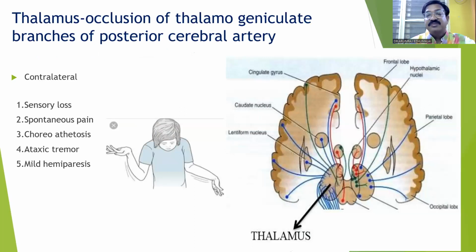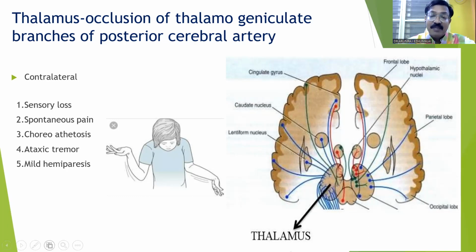So thalamus. The thalamogeniculate branch of the posterior cerebral artery will be supplying the thalamus. What will happen with a thalamic lesion? The patient has contralateral hemiparesis, mild hemiparesis. The patient may have only 4/5 or 4+/5 involvement. It is a fleeting hemiparesis. The patient won't have a 0/5 hemiplegia.